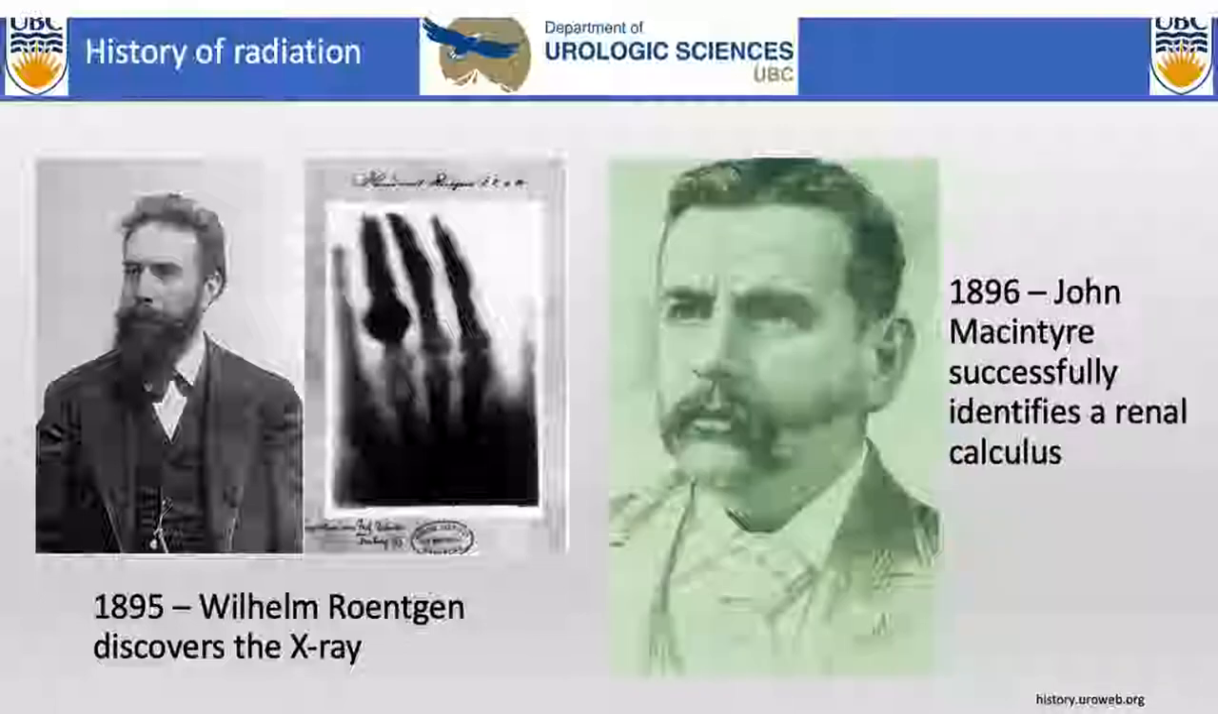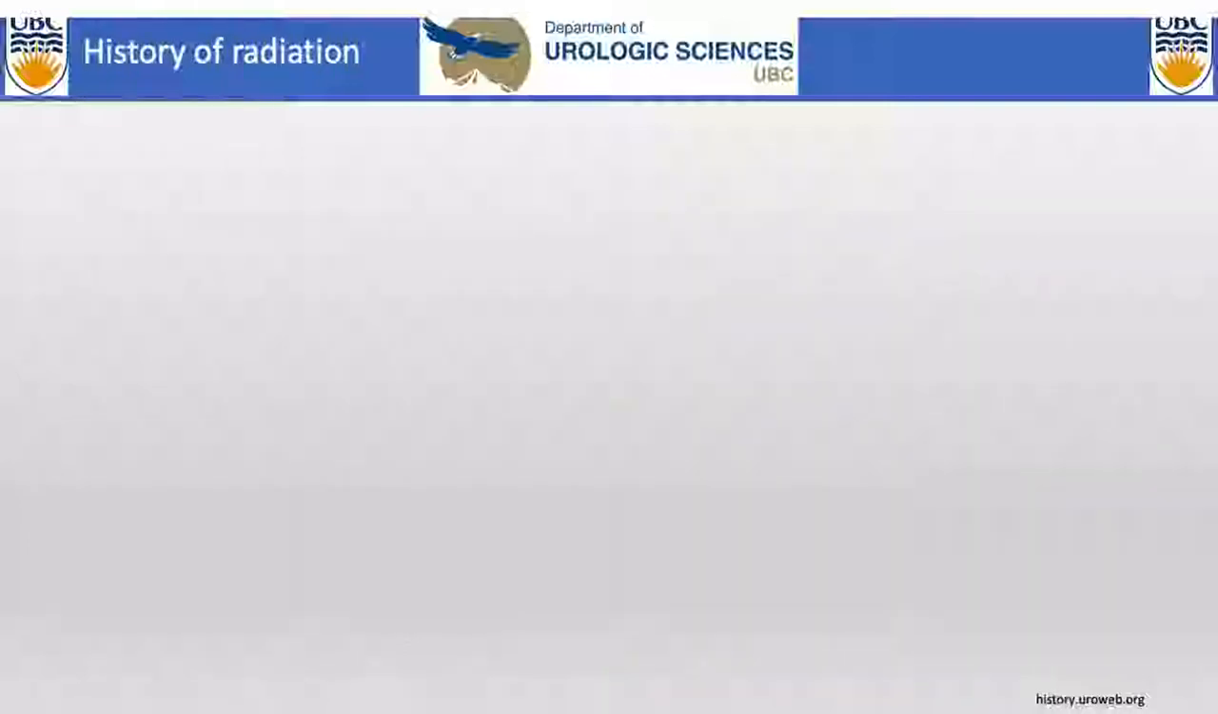Within a year, there had been 1,000 publications on X-rays. There were X-ray machines being installed all over the place, throughout the UK and Europe. And in 1896, John McIntyre, a Scottish physician, opened the first X-ray department, and he correctly identified a renal calculus for the first time, and the location was confirmed after they did open surgery to remove it. So it was confirmed that the X-ray did pick up where the stone was.